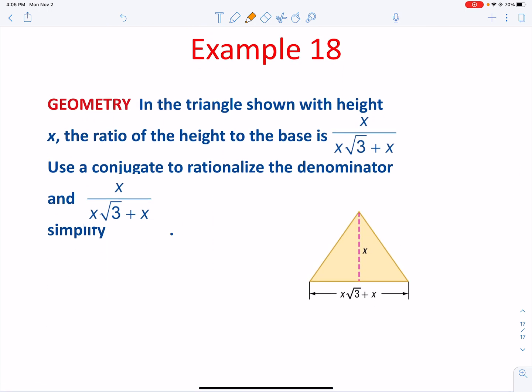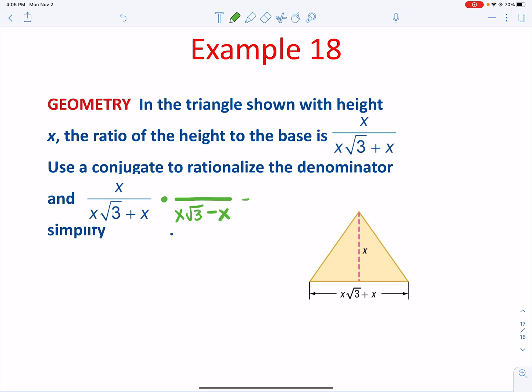All right, so in the triangle below, showing the height, the ratio of the base is x over this. They want you to conjugate to rationalize the denominator. So really the story problem on tonight's homework is not even asking you to really do any math. They just want you to get rid of the denominator. So I would multiply by x root 3 minus x.